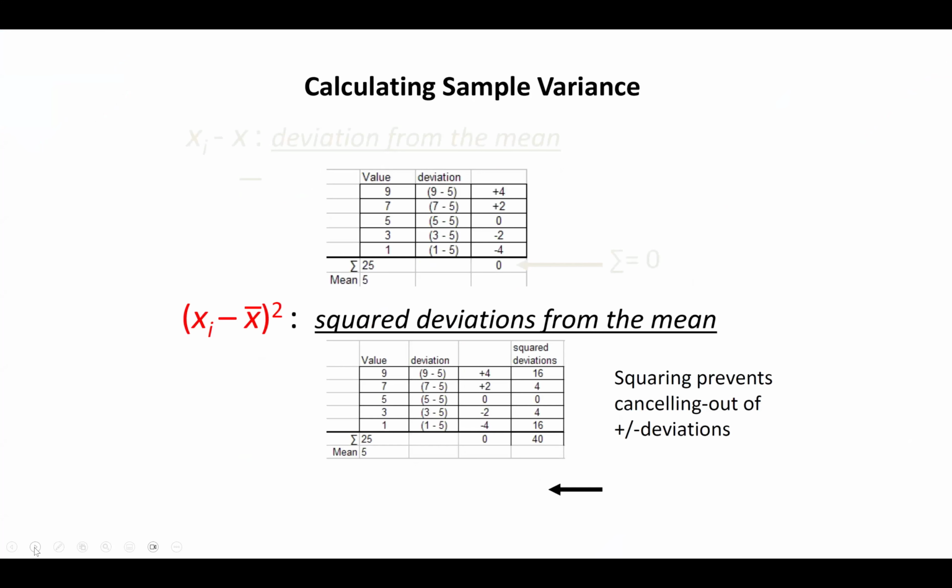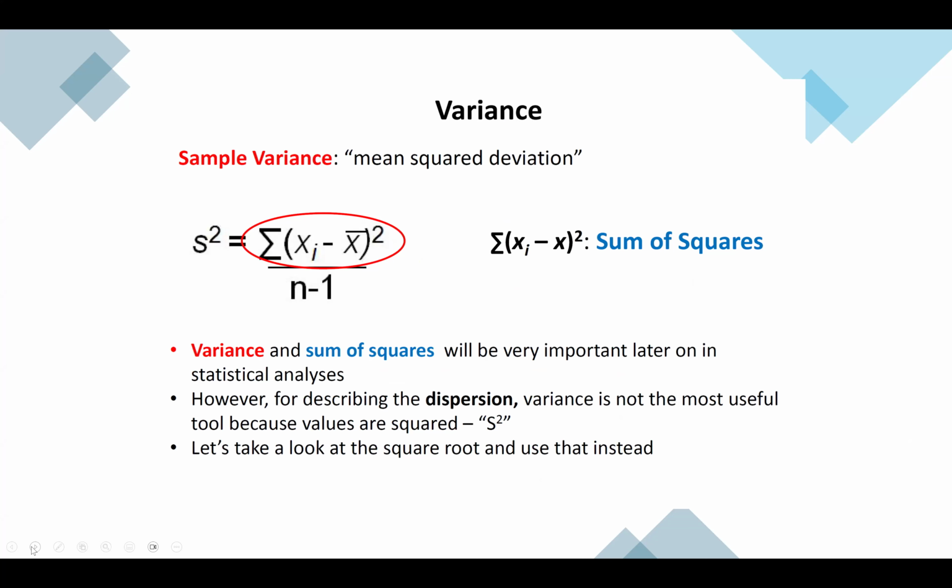All right, when you take squared deviations from the mean, you're squaring them. Okay, we will go over that a little bit. Sample variance is the sum of squares. It's really important for later when we look at this. It's really good for describing dispersion.